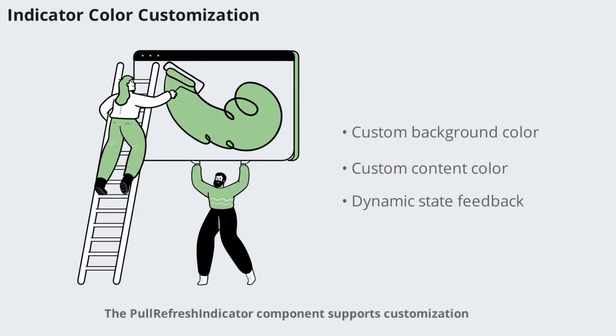Pull refresh indicator component supports customization of its background and content colors. You can specify different colors for the refreshing and non-refreshing states, making it easy to match your app's branding or provide clear feedback to users. For example, you might use a red background when loading and green when idle, creating a dynamic and engaging UI.